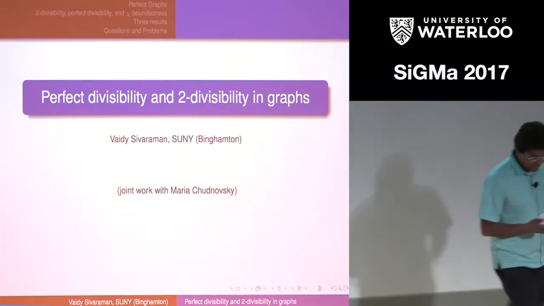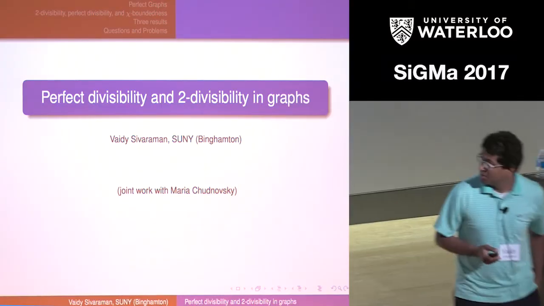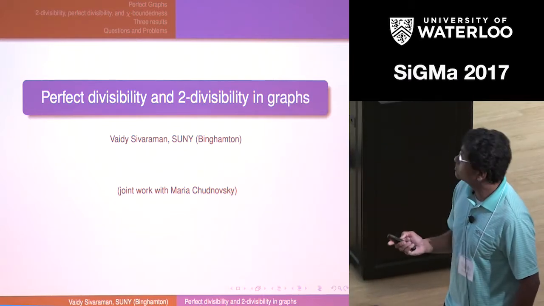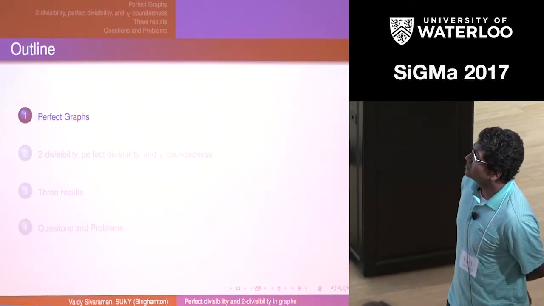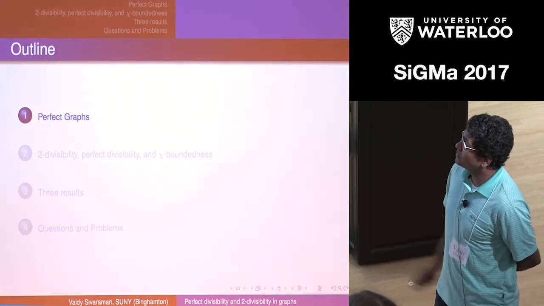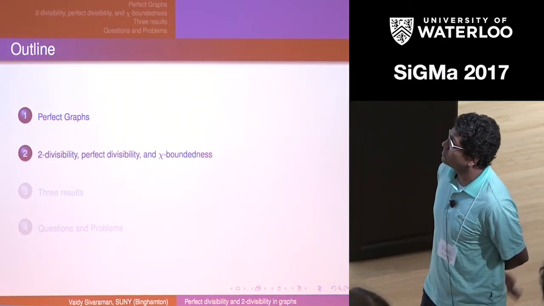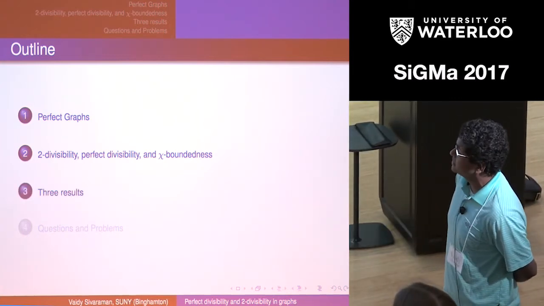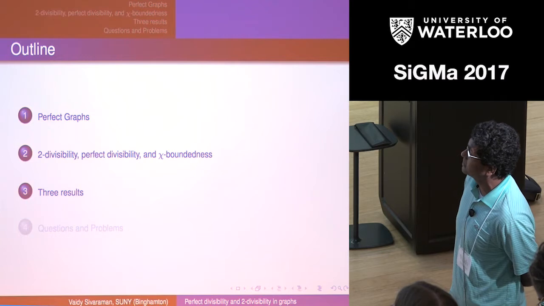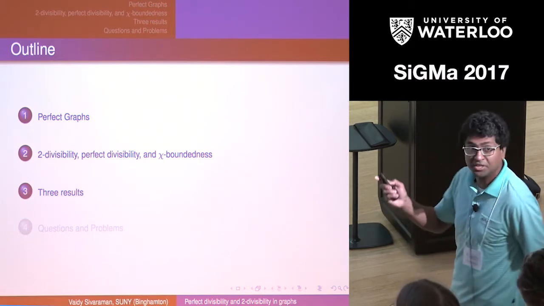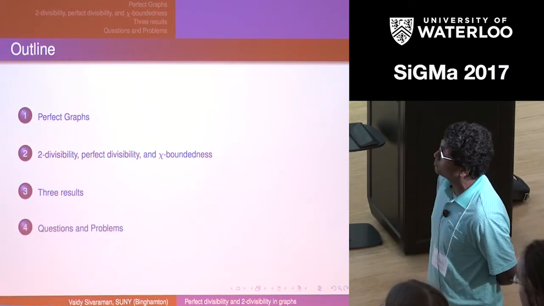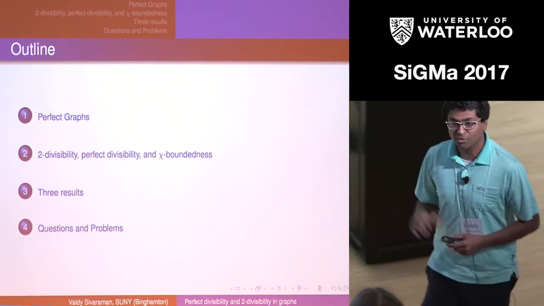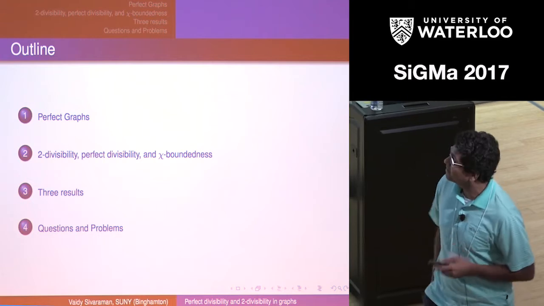Okay, good morning. So I want to talk about a topic that's related to chi-boundedness. So here's the plan. I want to spend a minute on perfect graphs, 2 minutes on divisibility, perfect divisibility, and chi-boundedness, 3 minutes on 3 results that we have. Okay, this is joint work with Maria Chudnowski, and 4 minutes on questions and problems. So I've been given 10 minutes, which is a triangular number, so I should be okay.